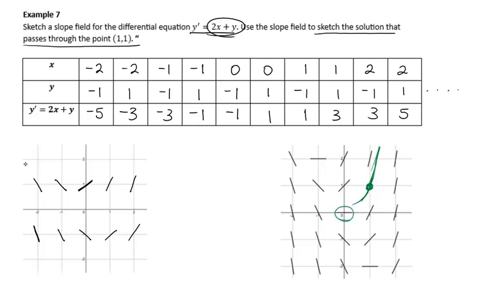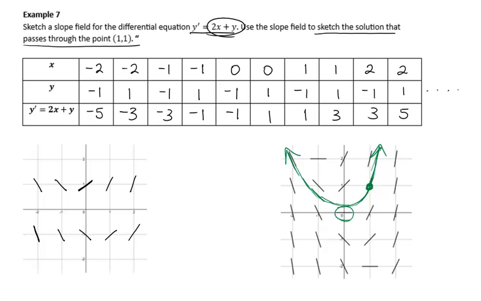Notice this has slope 0 right there. So I'm just going to follow this pattern here. The graph then seems to be curving up. So I'm going to curve up and follow this pattern there. It looks like we get this parabola shape for the solution of that differential equation that goes through the point 1, 1.